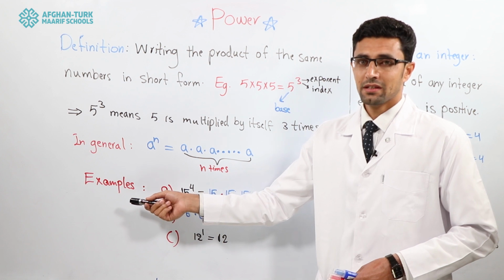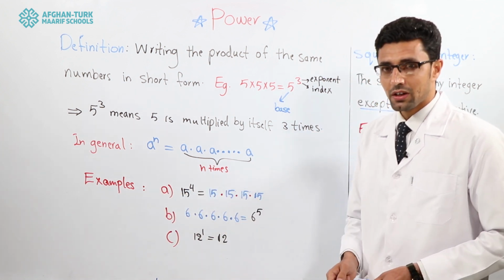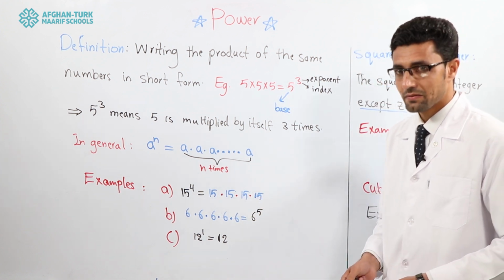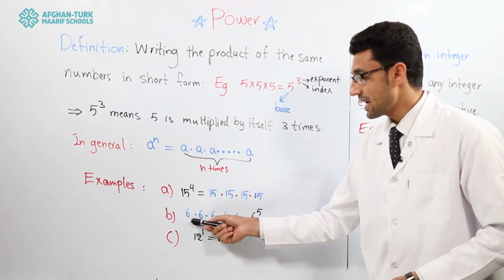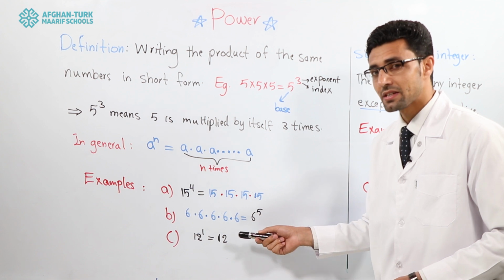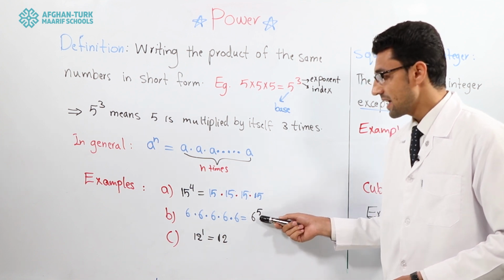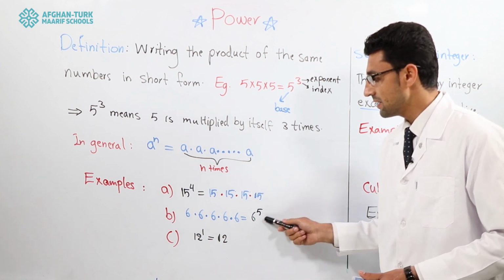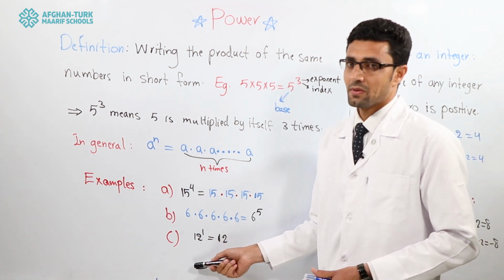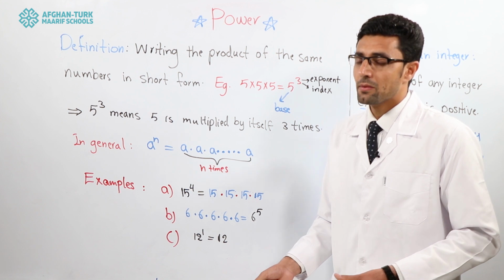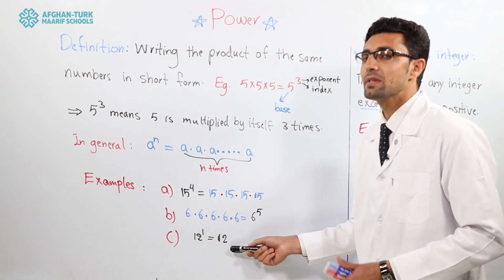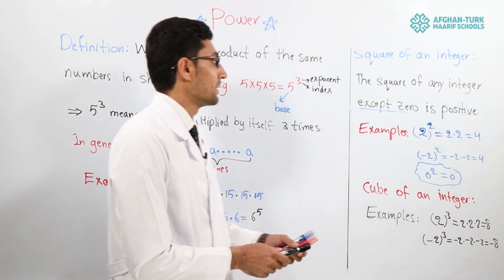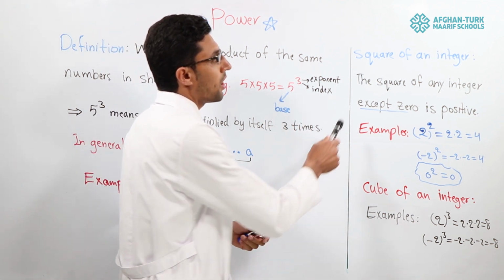There are some examples. Let's start. 15 to the power of 4. How can we write 15 multiply 15 multiply 15 multiply 15? And if we have 6 multiply 6 multiply 6 multiply 6 multiply 6, how can we write it in short form? 6 to the power of 5. It means 6 is multiplied by itself 5 times. And the last one, 12 to the power of 1. No problem. If we write 12 to the power of 1, it means 12 is taken 1 time. 12.